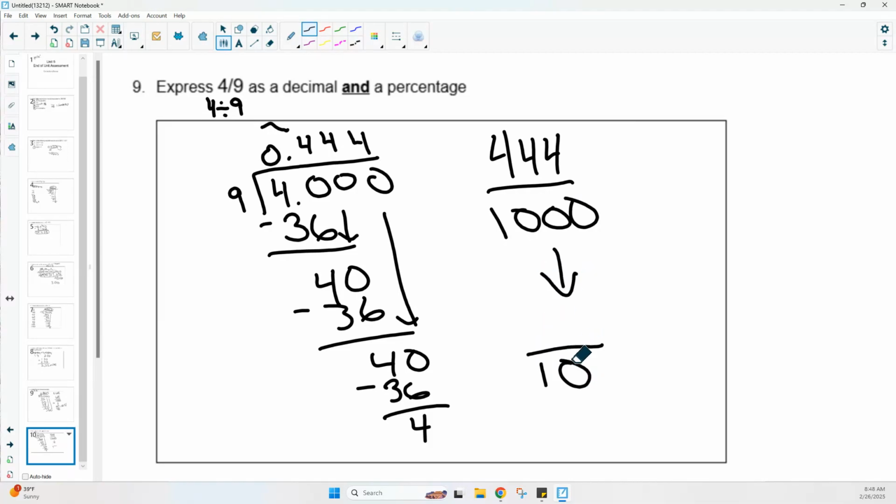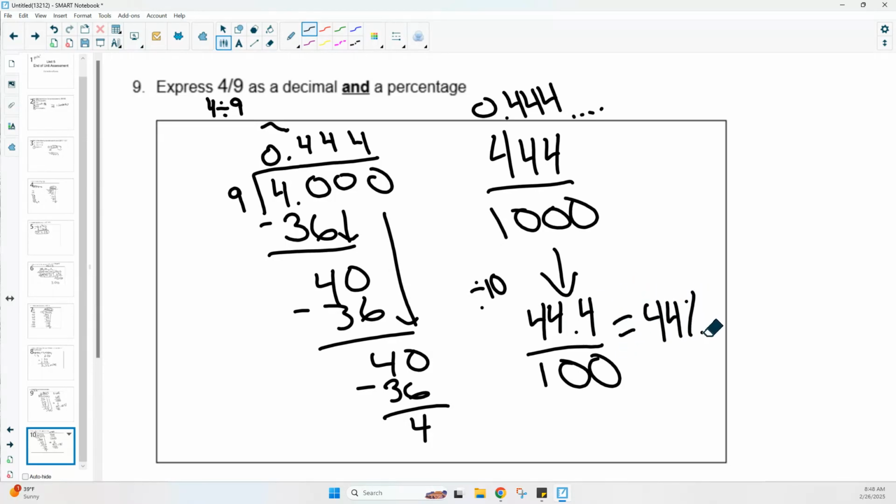To make a percent, we need to make this out of 100, so we need to divide by 10. 444 divided by 10 is 44.4 out of 100, which is 44.4%. All right, that concludes our corrections.